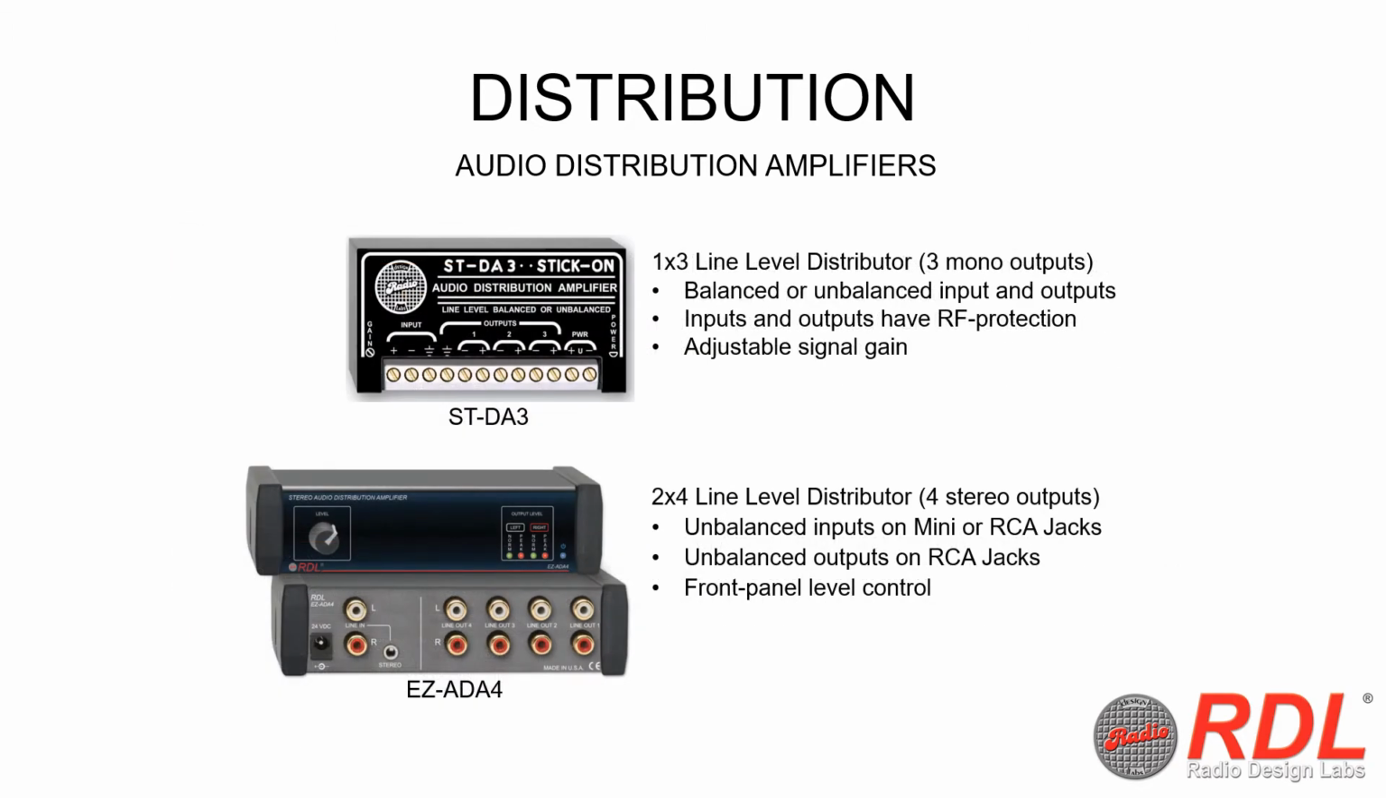Here are 2 distributors from our Stick-On and Easy series. The STDA3 is a 1x3 line level distributor with 3 mono outputs. It supports balanced and unbalanced inputs and outputs. All connections have RF protection, and there's an adjustable gain function. The Easy ADA4 is a 2x4 line level distributor with 4 stereo outputs. It has unbalanced inputs on both RCA and mini jacks, and has RCA jack outputs.